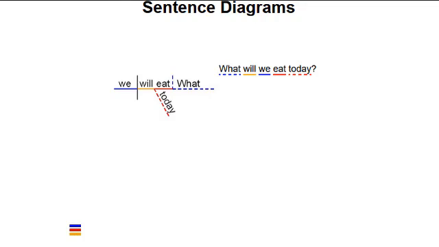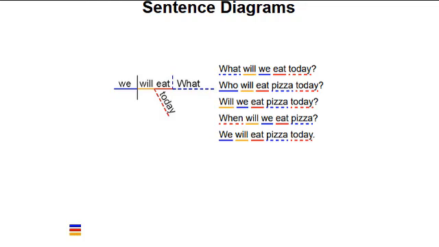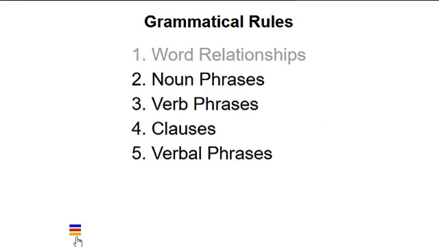The diagram indicates that the pronoun what in the question refers to an object complement, but it has to be moved to the end of the diagram. The same repositioning is necessary in syntax trees, and you will see that it occurs in complex sentences as well as questions. The next four parts of this video presentation will deal with the grammatical rules and relationships for noun phrases, verb phrases, clauses, and verbal phrases.